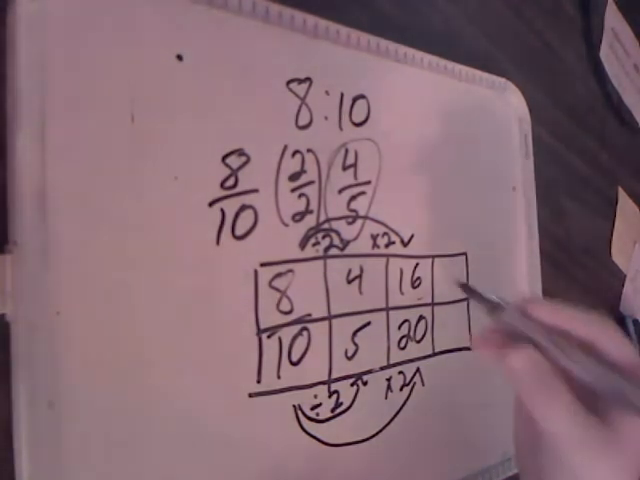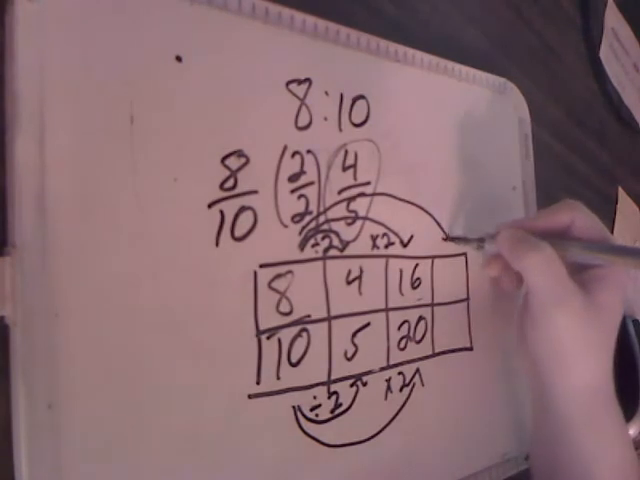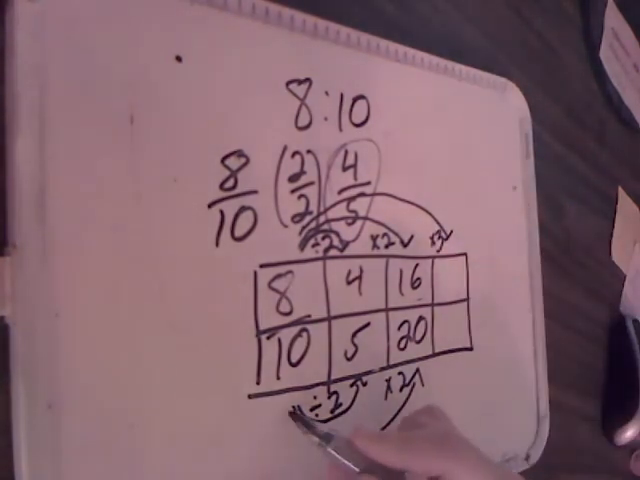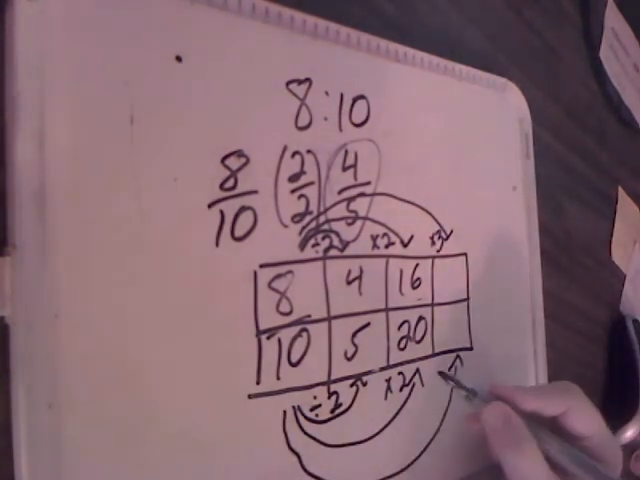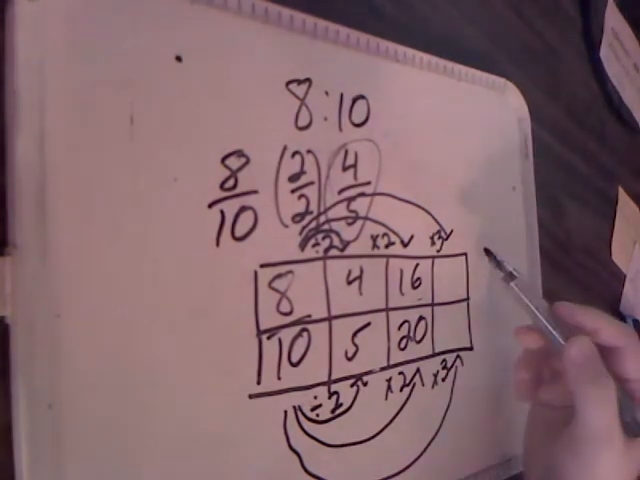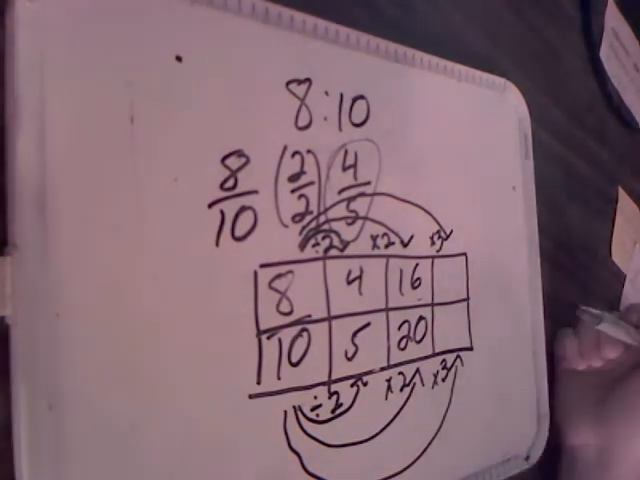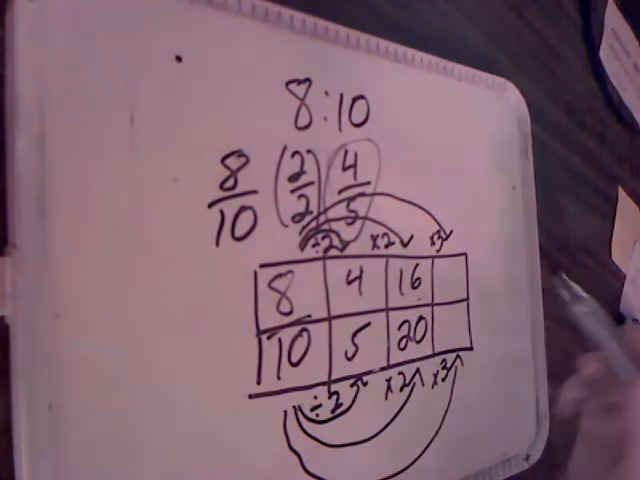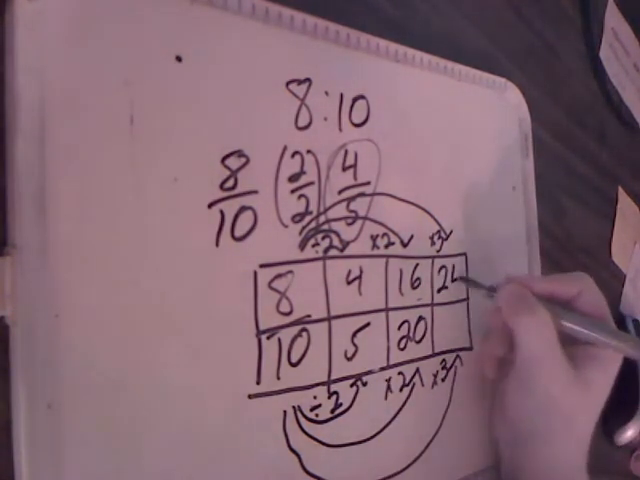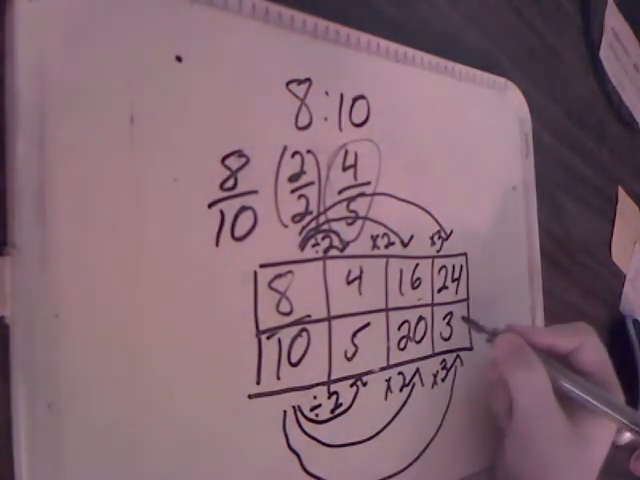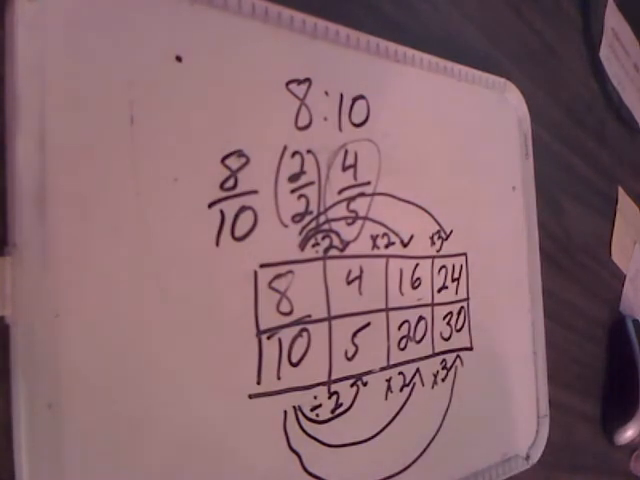Now we need to find a third one, so I'm going to take times 3, and notice I'm doing the same thing on both sides. Whatever I do to the top, I have to do to the bottom. Otherwise, I'm going to change this ratio, and then it won't be equivalent. It will mean something else. 8 times 3 is 24. 10 times 3 is 30. And I have 3 equivalent ratios right there in that little box.